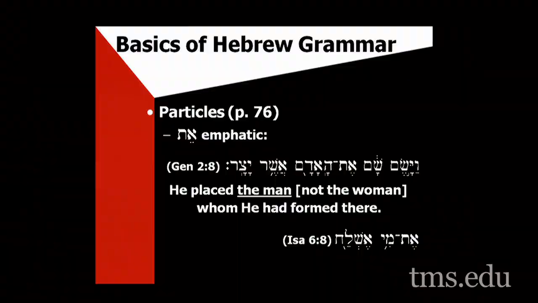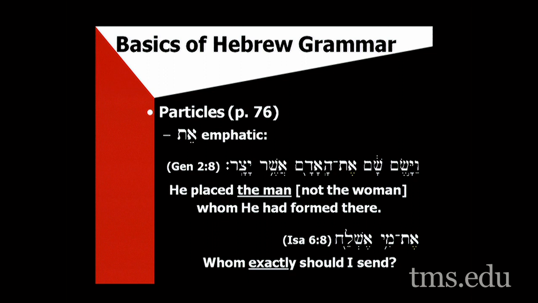All right, let's move on. We got to get to the one more emphatic eth here. All right? You're all familiar with Isaiah and his vision at the temple in Isaiah chapter 6? All right? Whom shall I send? Eth mi eshlach. Whom shall I send? That is an emphatic eth. Eth is very rarely used before mi as an interrogative pronoun. It means, whom exactly should I send? Or as Waltke and O'Connor suggest, who in the world will I send?